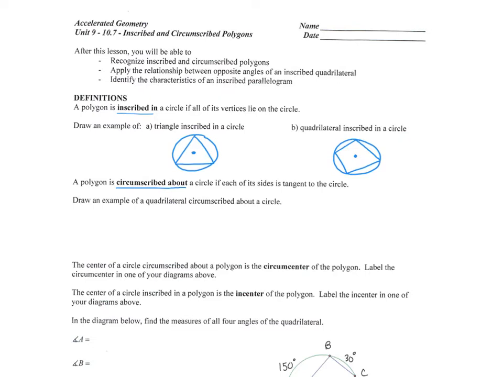So if I want to draw an example of a quadrilateral circumscribed about a circle, again, I'm going to start with the circle and do my best to make each of the sides tangent, meaning touching the circle in exactly one point, and the quadrilateral being circumscribed about the circle.